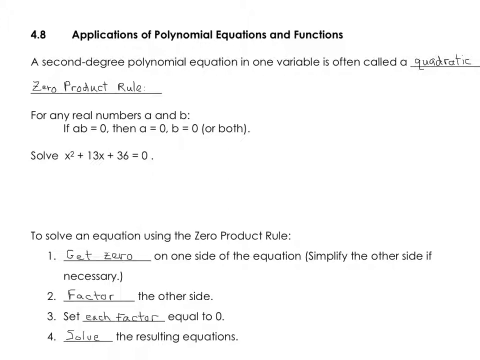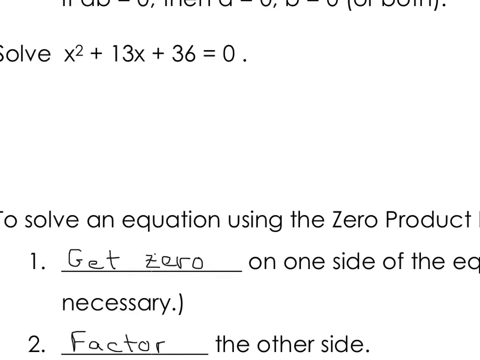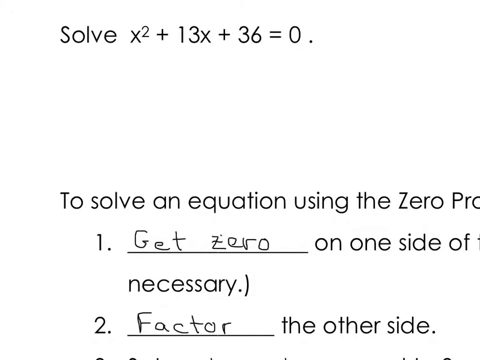So let's use that to solve this equation. Now, this equation is already set up so that it equals 0. And the left-hand side looks factorable. Factoring is something that's in our bag of tools now. We know how to factor. So let's go ahead and factor. So we know it's an x and an x. What are the signs? A plus and a plus.